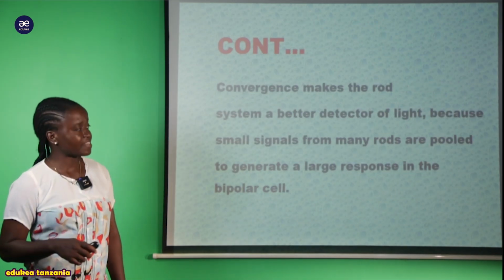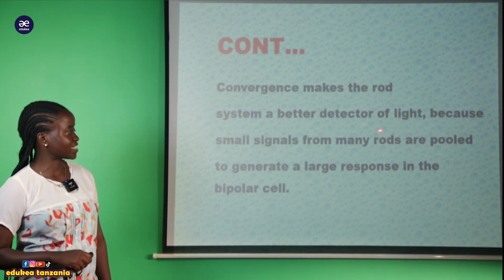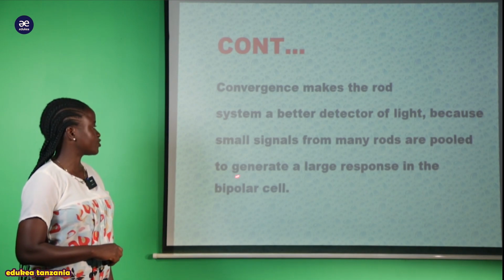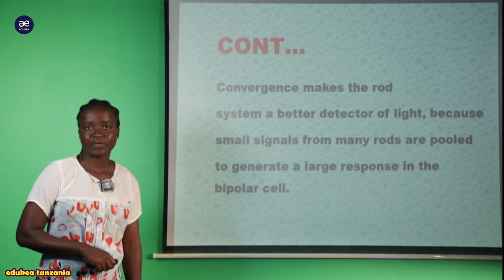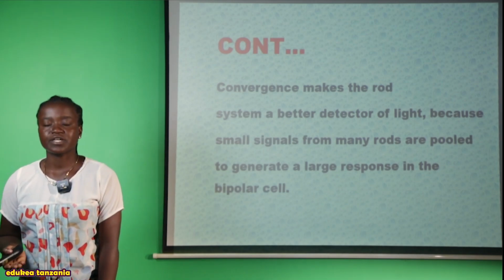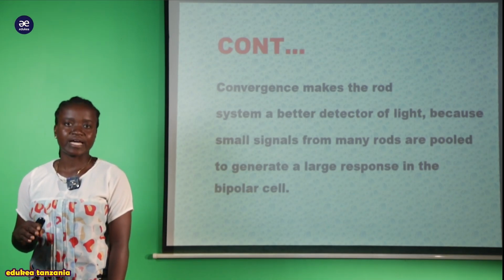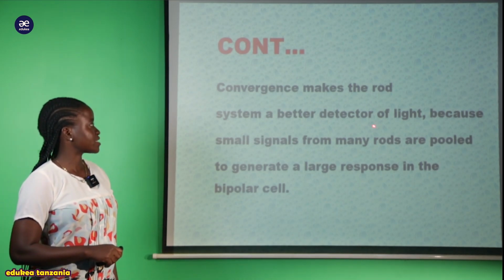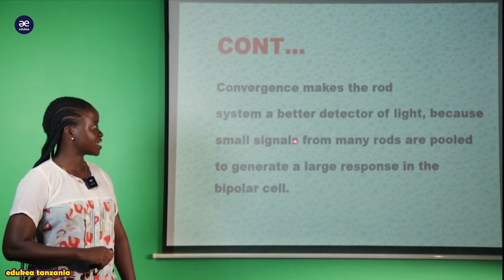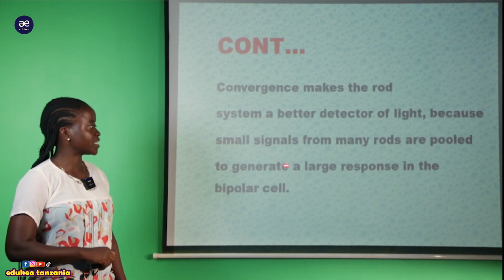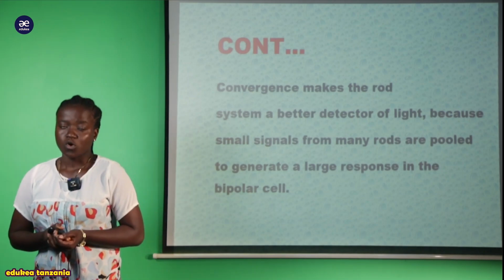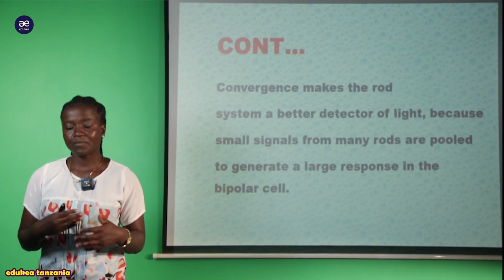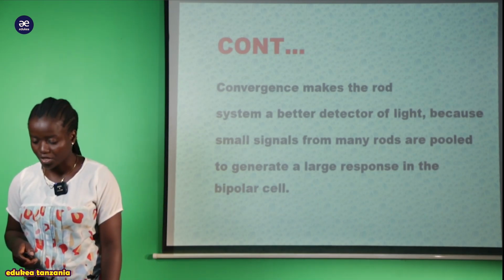rods. And now we can say that the convergence makes the rod system a better detector of light, because small signals from many rods are pooled to generate a single response in the bipolar cell. That is why we say the rods have a high sensitivity to light. Why? It's due to the rod system being better, since small signals from many rods are pooled to generate a large response. Kwa kunakuwa na convergence of many bipolar neurons kwenye one neuron, ndipo ambapo unapata response kubwa kukompare na kwenye cones.